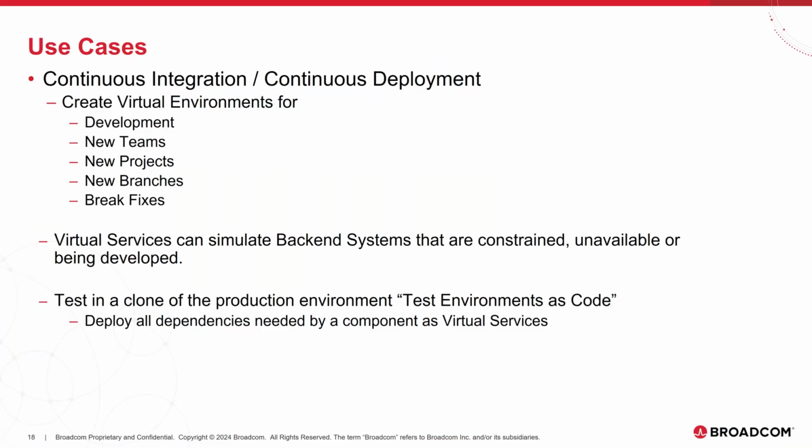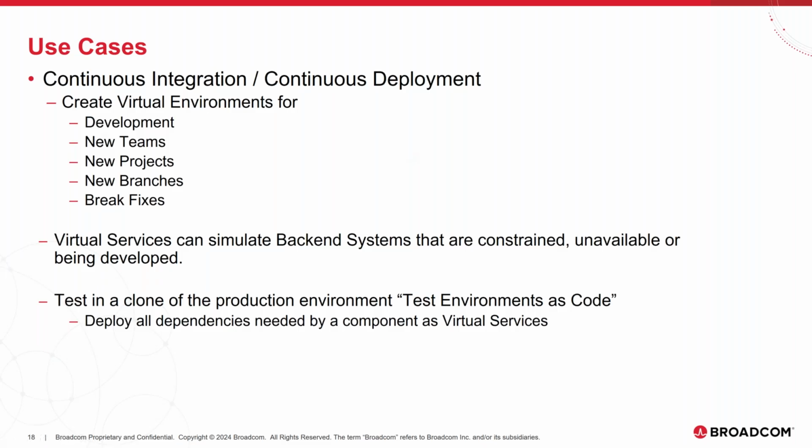We've talked about that. Let's look at the use cases. First use case, continuous integration, continuous deployment, because you can automate these. It's Helm charts, placeholders can be used to build those on the fly and run those. You can create virtual service environments for development, for new teams, new projects, new branches, break fixes.